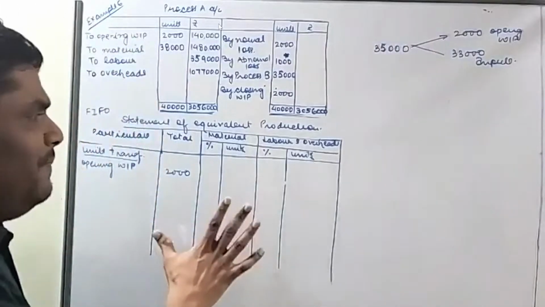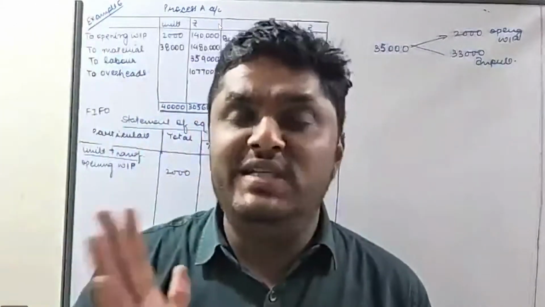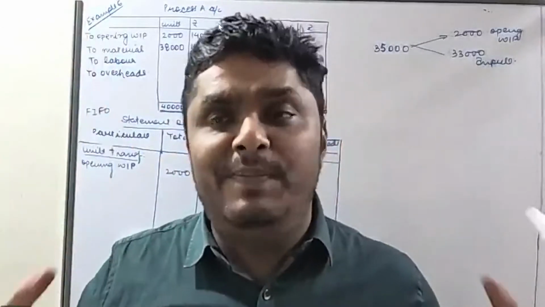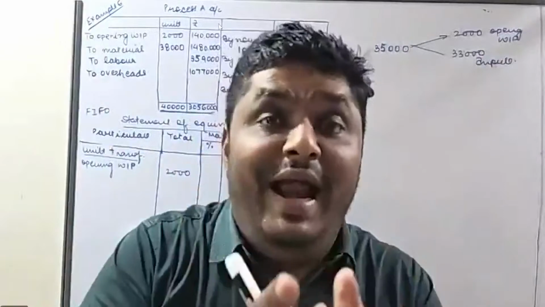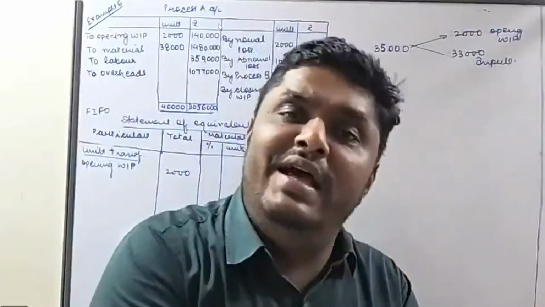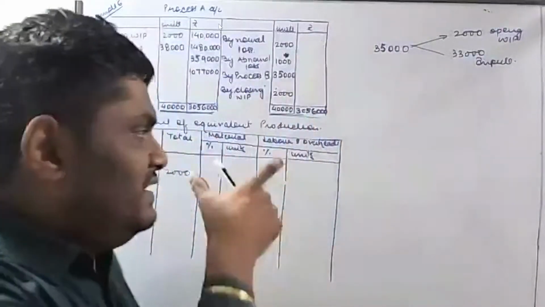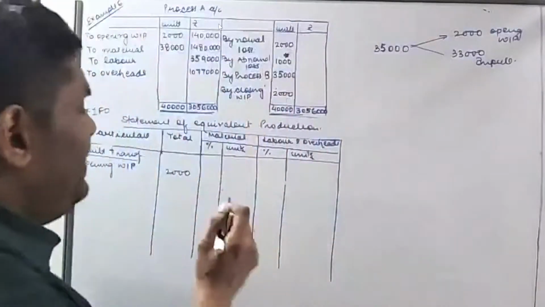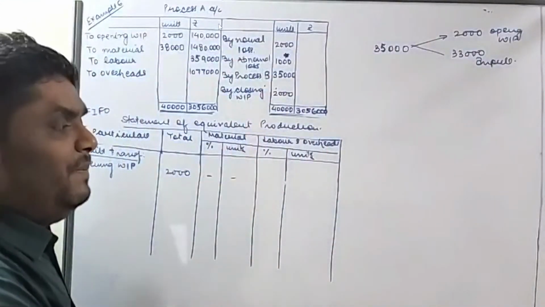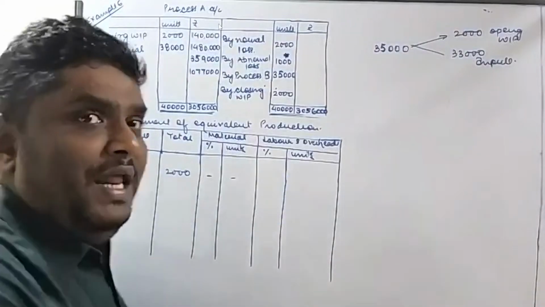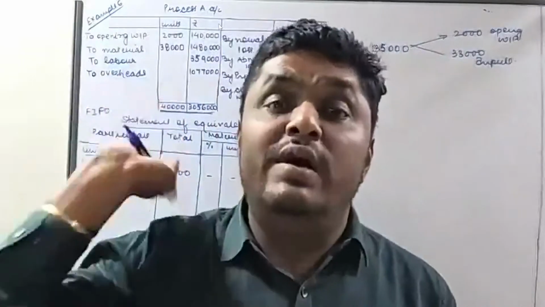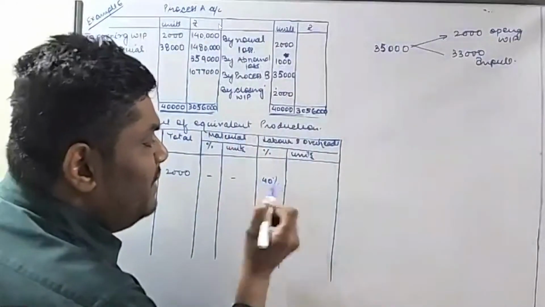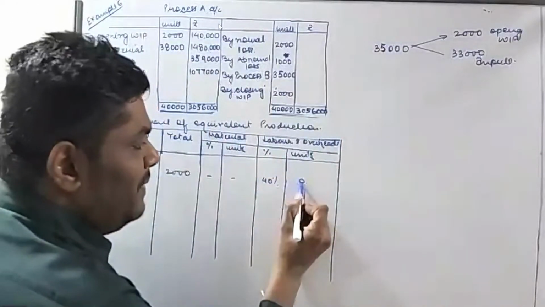See, very simple, guys. The percentage of completion of opening work in progress is given in the question, that it is 100% processed in respect of material and 60% work is already done in the previous year. So this statement represents the work done during the year. Herein, material is already 100% processed in the previous year. For labor, 60% work is already completed in the previous year. So balance 40% work will be completed in the current year. So this will be 800.